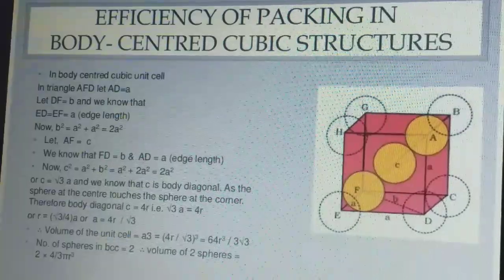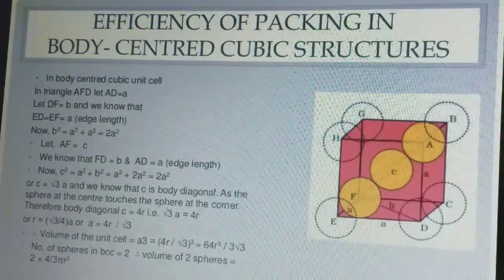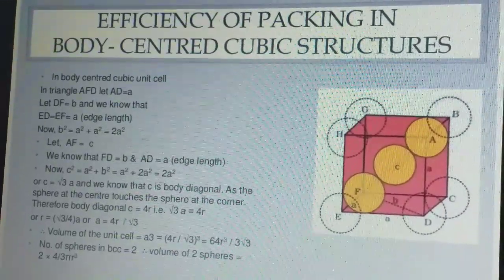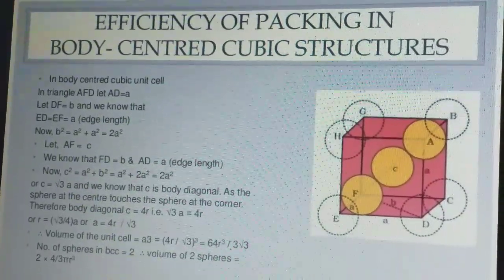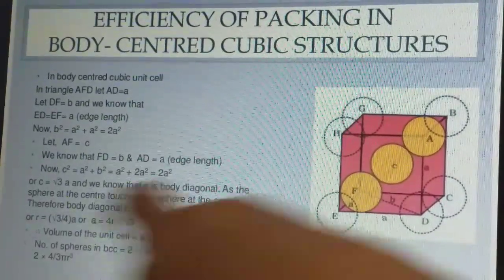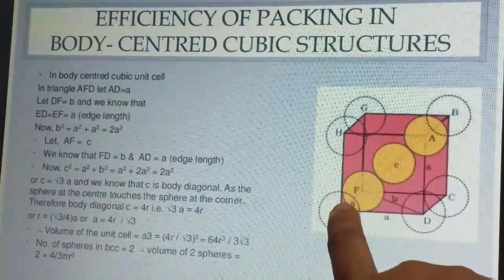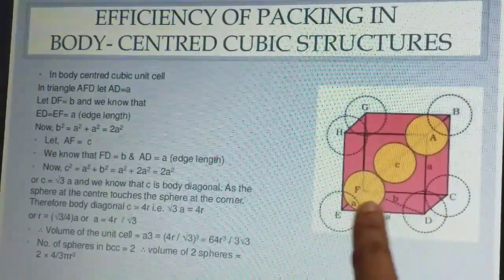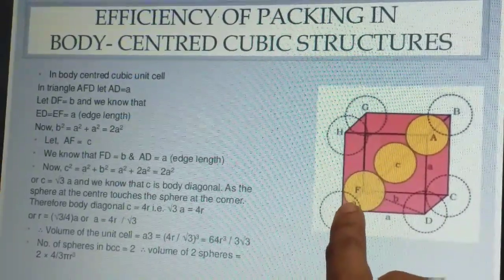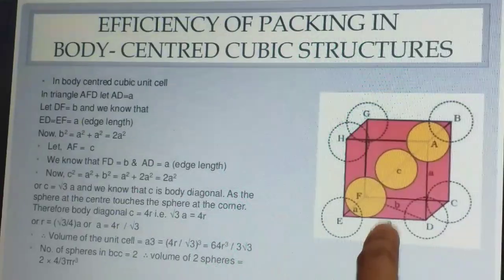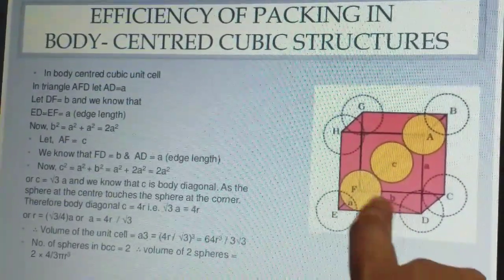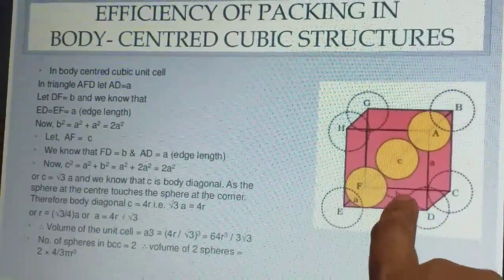Let AF be equal to C, and we know that FD is B and AD is A. So C square is equal to A square plus B square. And what is B square? B square is calculated from the other triangle. Actually first you have to take that triangle, where this is A and this is A, and this is B. So B square is equal to A square plus A square, that is 2A square. This is how they calculated B square.